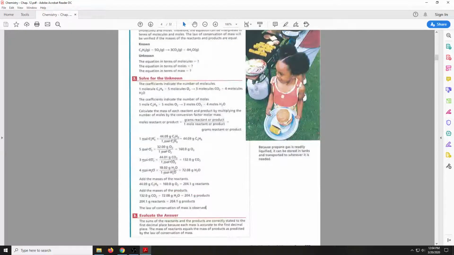Pretty straightforward. We actually haven't learned anything. We did this last chapter, so this is almost just like a little mini review of last chapter.